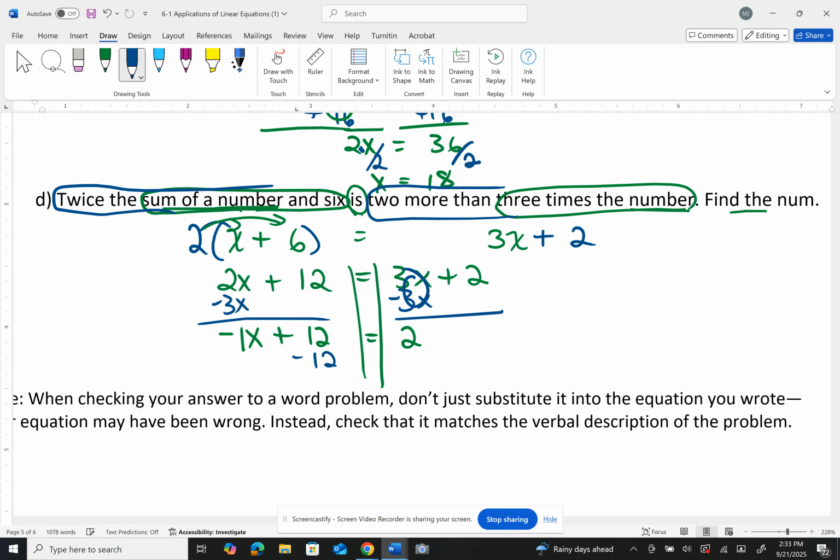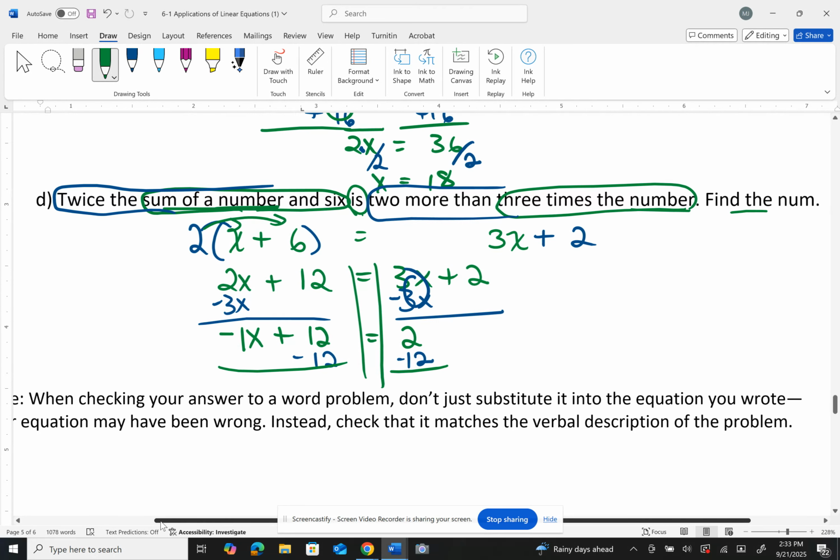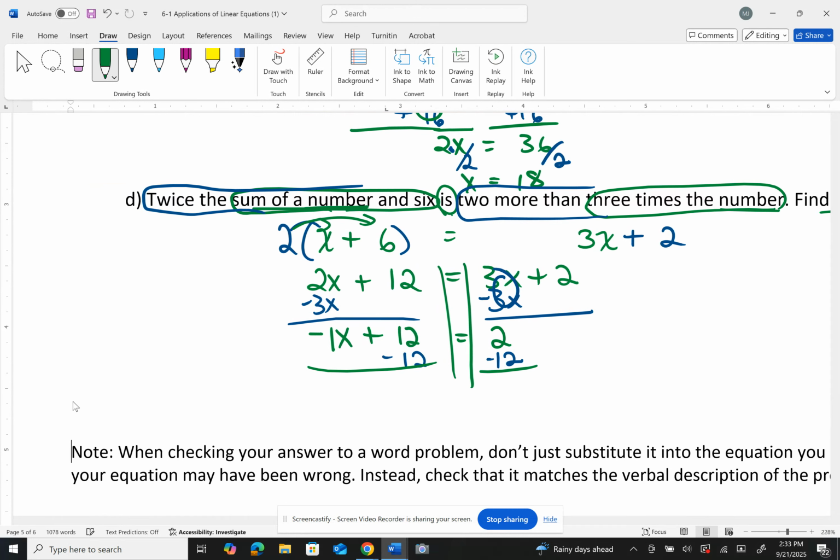Now I'm going to subtract 12. And that's going to get me to the point where I have the negative 1x sitting there. Okay. I got rid of that 12, and then on the right-hand side, 2 take away 12 would be negative 10. And so here I have a negative x, or a negative 1 times x. So I can divide by negative 1 and get x equals negative 10 divided by negative 1 would be positive 10. And that should be my answer.